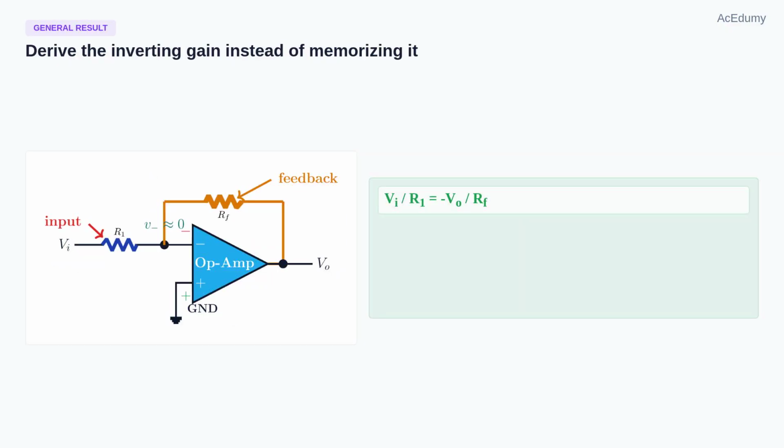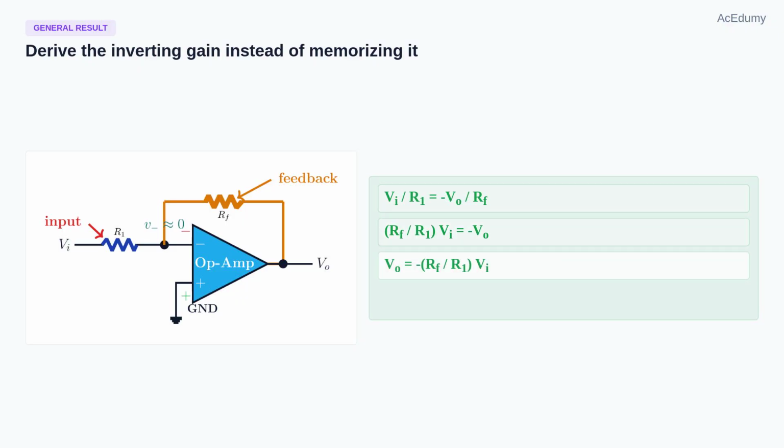Now solve that equation without skipping the sign. Vi over R1 equals negative V output over RF. Multiply both sides by RF. RF over R1 times Vi equals negative V output. Move the minus sign to the other side, and we get V output equals negative RF over R1 times V input. The voltage gain is therefore AV equals V output over V input, which is negative RF over R1. The minus sign is the inversion.